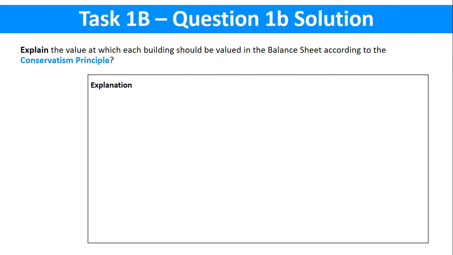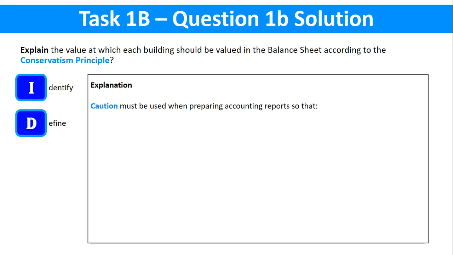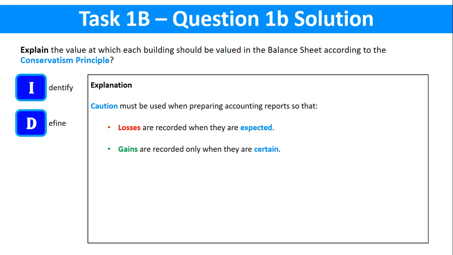Formulating an answer here, we're going to follow our I for identify. In this case, though, we actually don't need to do it because the question has said the conservatism principle is the one we're applying, so there's no marks for that. But we will define it. We will say caution must be used when preparing reports, so losses are recognized when expected and gains are recognized only when certain.